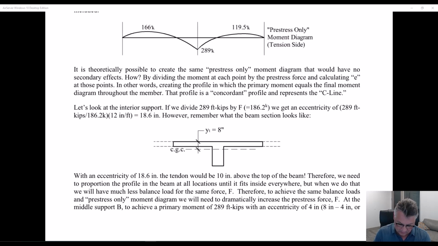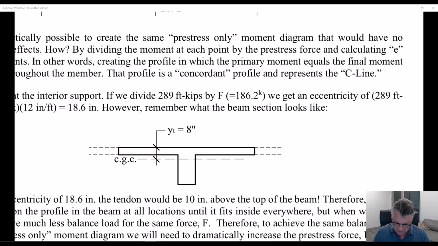However, we don't have 18.6 inches to work with. Remember, between the center of gravity of the concrete and the top of the beam, we only had 8 inches. So we'd be 10 inches off. We'd have to put the post-tensioning up here somewhere. That's not going to happen.